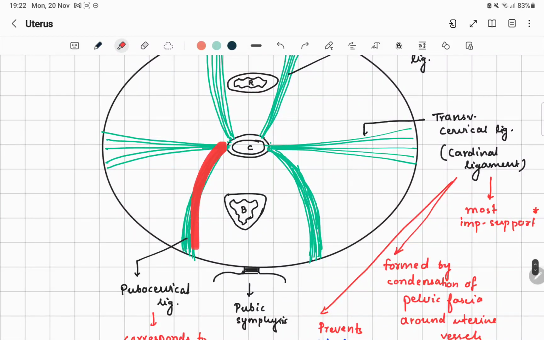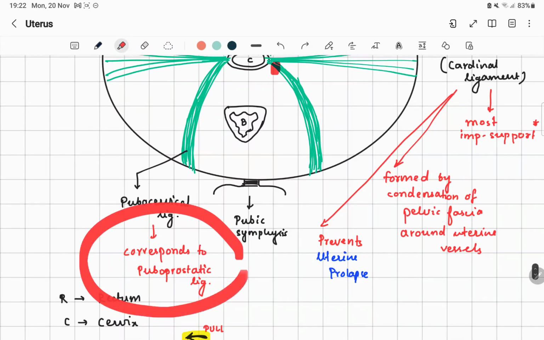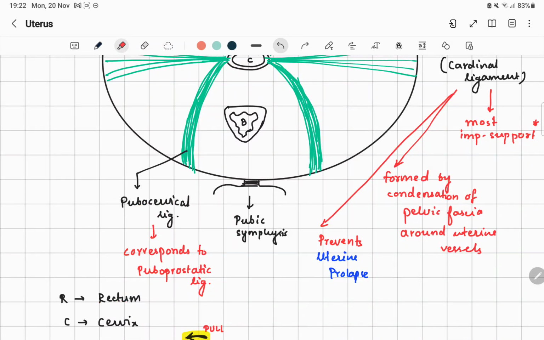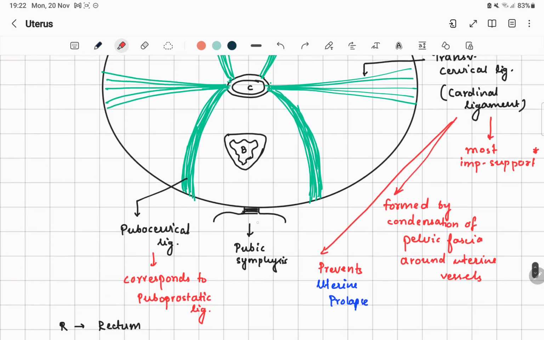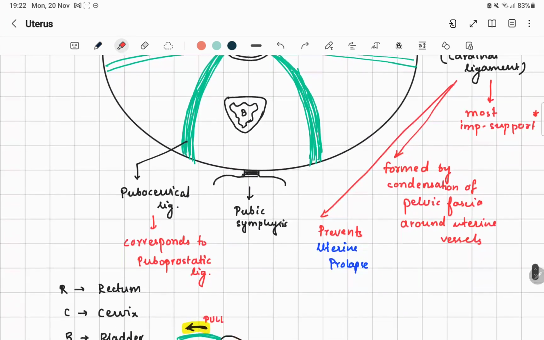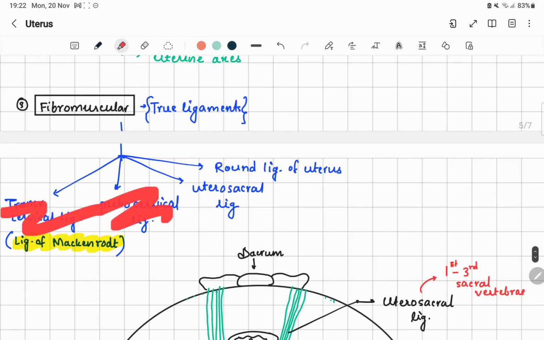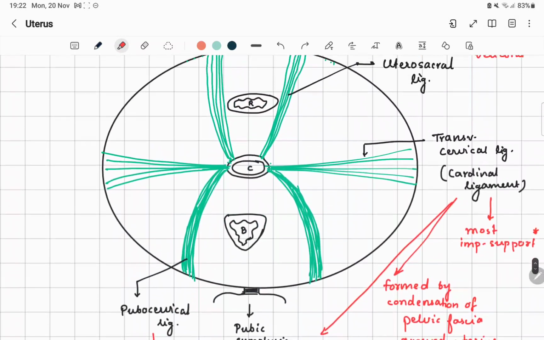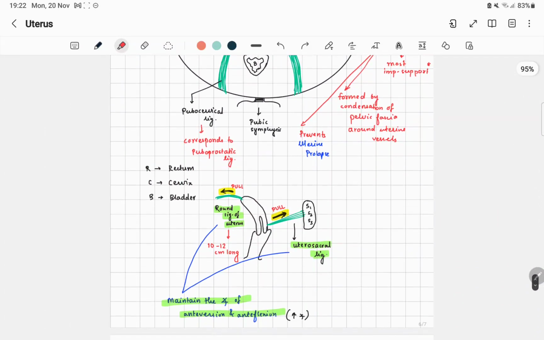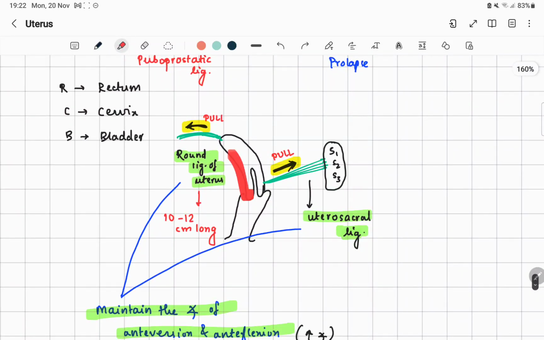Then the pubocervical ligament, which corresponds to the puboprostatic ligament in males. And this is the pubic symphysis. So these are your ligaments: transverse cervical, pubocervical, uterosacral, and the round ligament. The round ligament is not visible here. This is the round ligament, which is pulling the uterus in this manner.